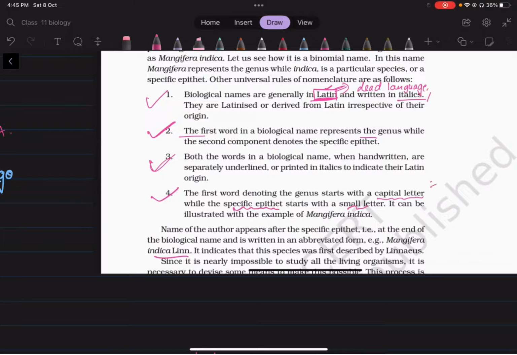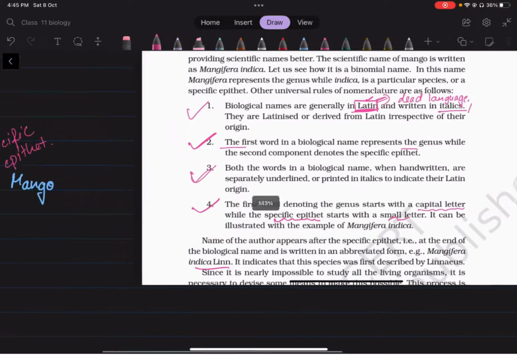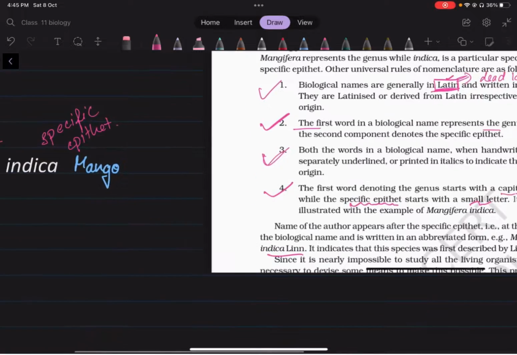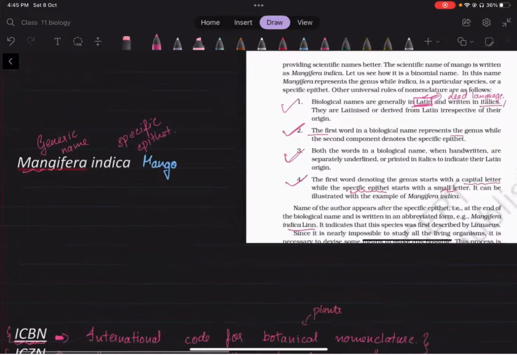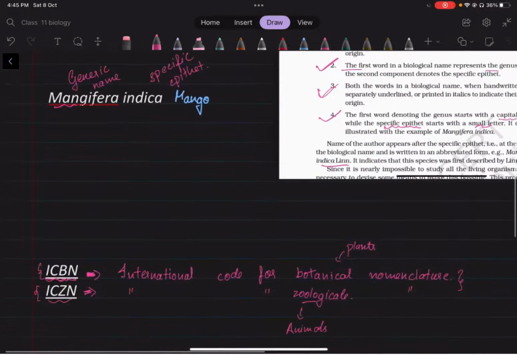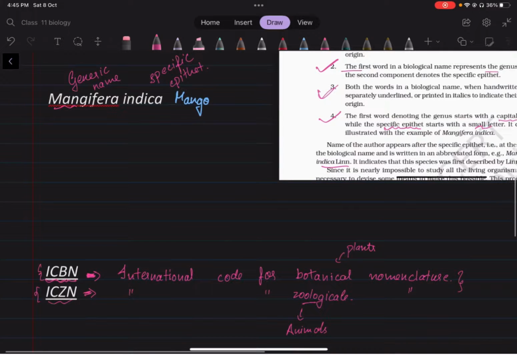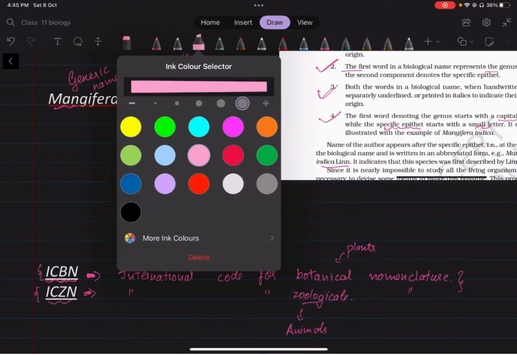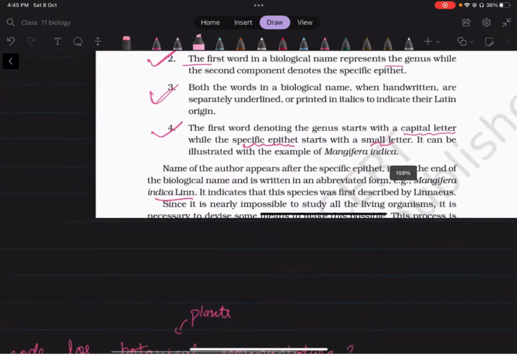They might give you four biological names of the same organism, and in each option, one of these rules would have been violated. So you're supposed to choose the right one, or vice versa, you're supposed to choose the wrong one. So you should see which one violates these rules. Now, lastly, we have two more things here.